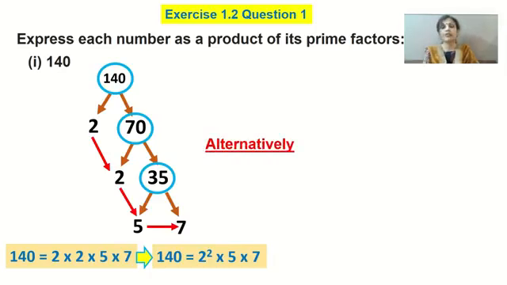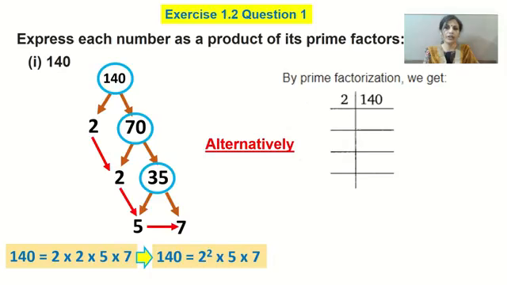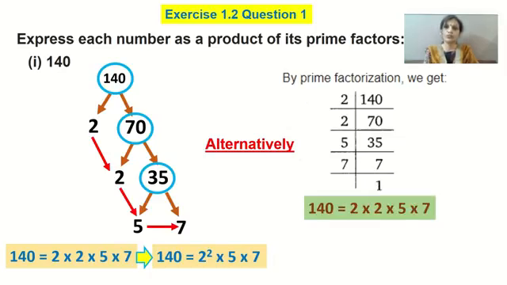Alright, now this is one method. Alternatively, if you want to do it by the regular method which we have been using since our standard 8th, we can factorize 140 in that manner also. We'll write 140 in this way. 2 twos are 140. Again we can factorize 70 as 2 into 35. Then we will factorize 35 by 5. So 5 sevens are 35, and then 7 ones are 7. So we'll write 140 is equal to 2 into 2 into 5 into 7.